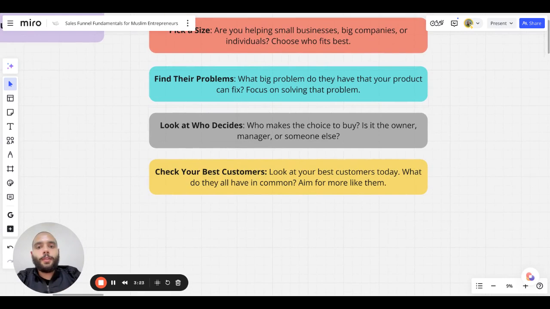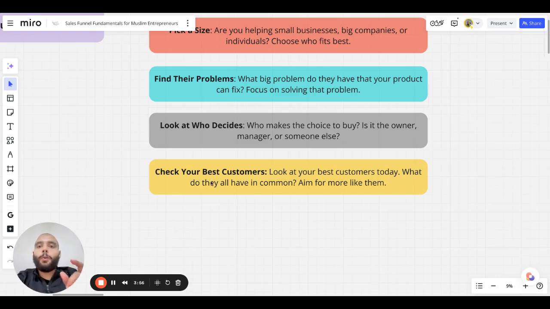Look at who decides. Who's the decision maker? Who's the one that makes the choice to buy? Is it the owner, manager, or someone else? Depending on how big the company is, they have different decision makers. So make sure that you understand that you are talking to the decision maker. If you're talking to a gatekeeper, you're wasting time. Do not talk to gatekeepers. We're not here to talk to gatekeepers. Decision makers, CEOs, CFOs. There's all different types of wording, but to get down to it, decision makers. That's what we're looking for.